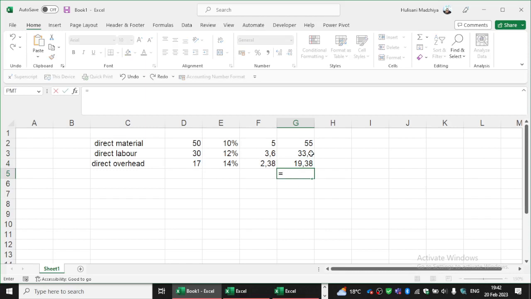So therefore, the maximum will be 55 plus 33.6 plus 19.38. So the expected new maximum cost per unit will be 107.98. So this is what we expect as a new unit cost. And thank you for understanding. I've seen your comment that you understand. Very glad that you did.